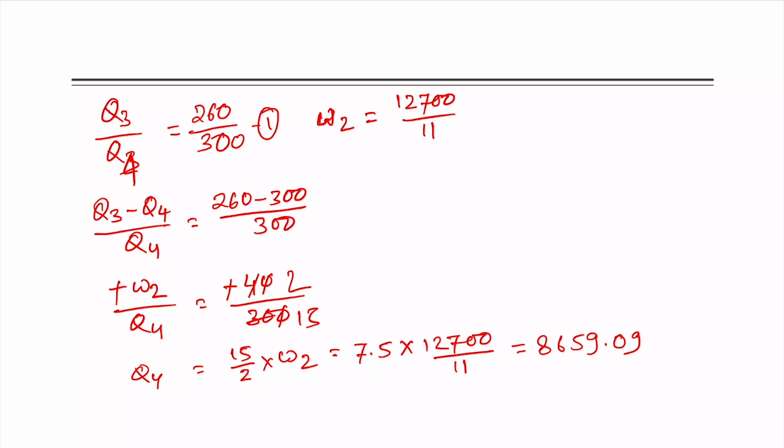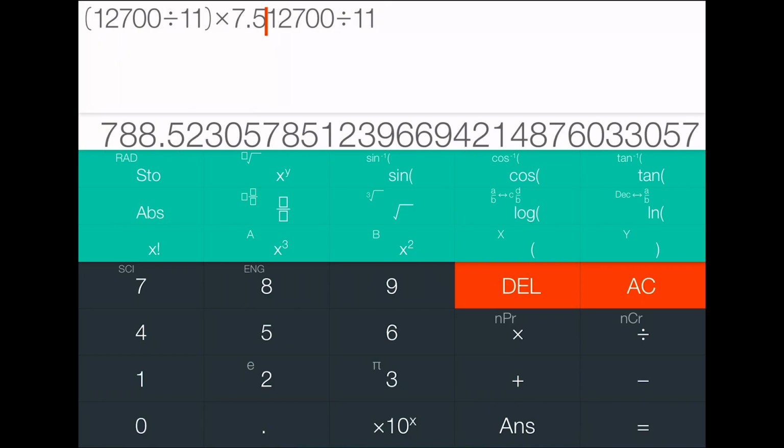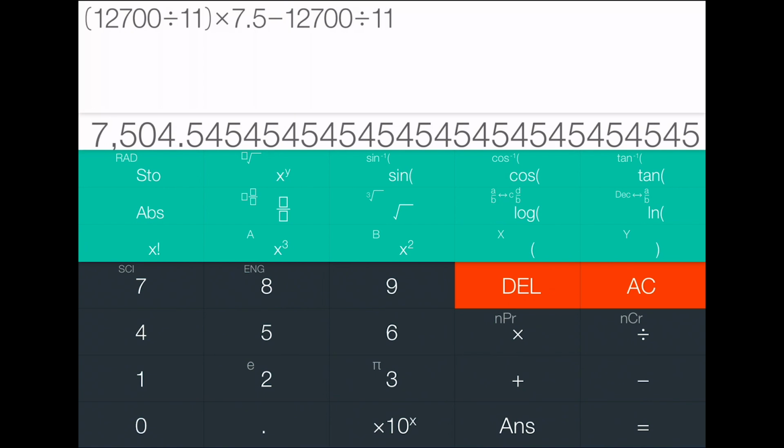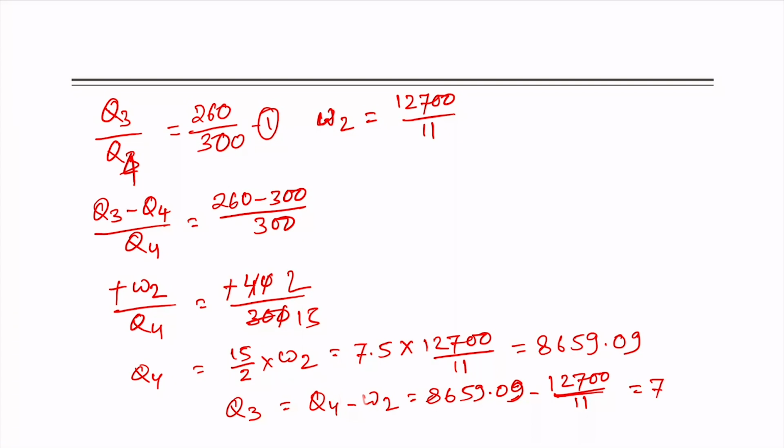So, we got Q4. Then we can get Q3 also. We have to just add the value of W2 with that. So, Q4 plus W2, which is 8659.09 plus 12700 by 11. So, let us do that. And we get 7504.54 kilojoule. So, this is what we wanted to get from that.